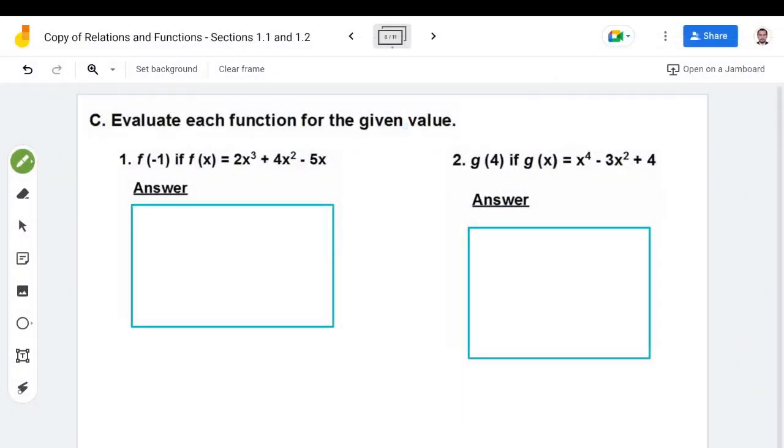Okay, so today let's continue here. Evaluate each function for the given value. The first one is saying f of -1. If the question gives you f of -1, that means x is equal to what? -1. So we just need to substitute x as -1, then we will get the answer.